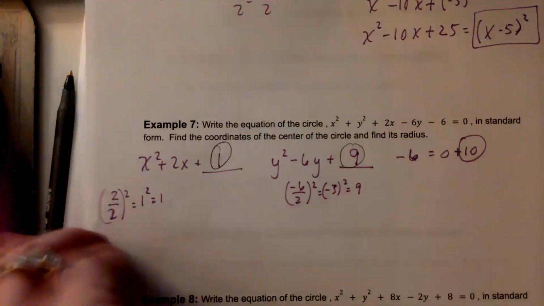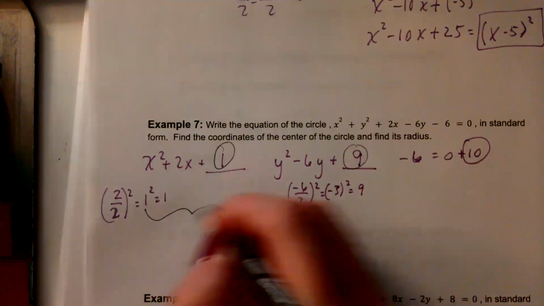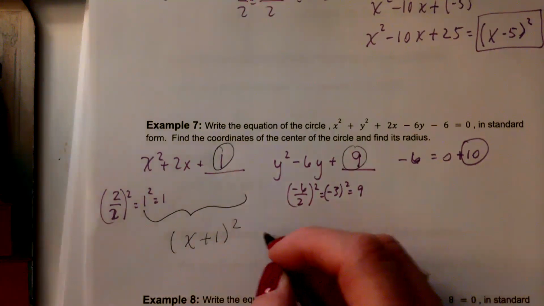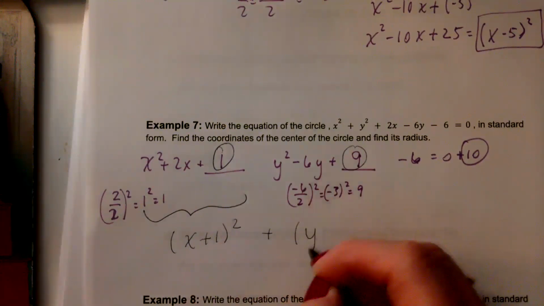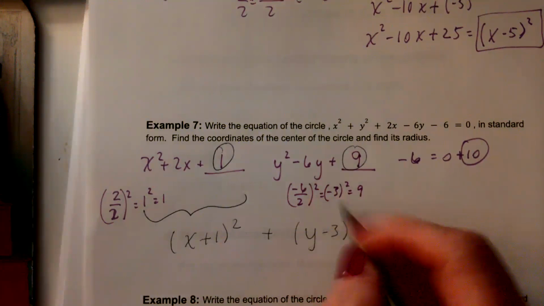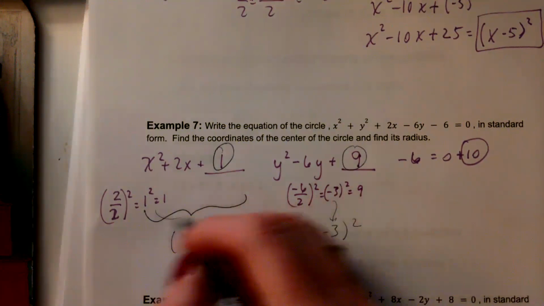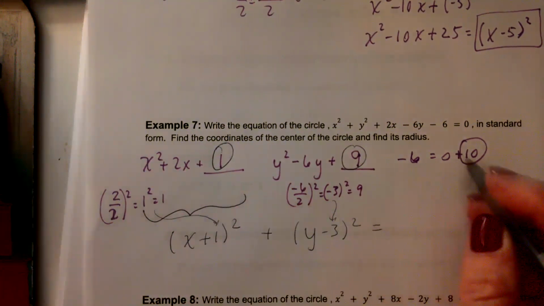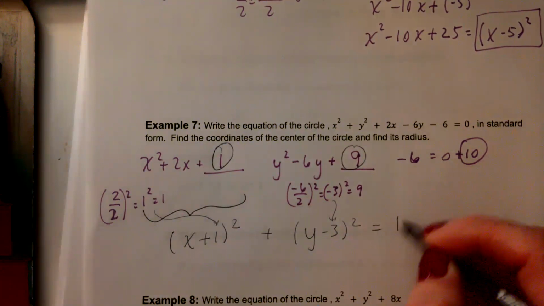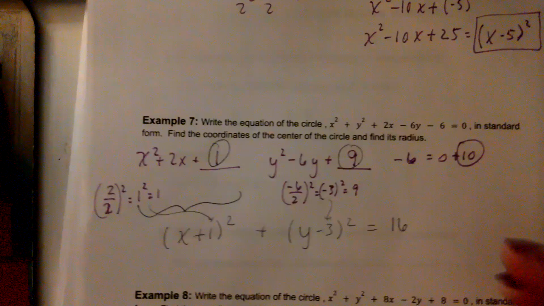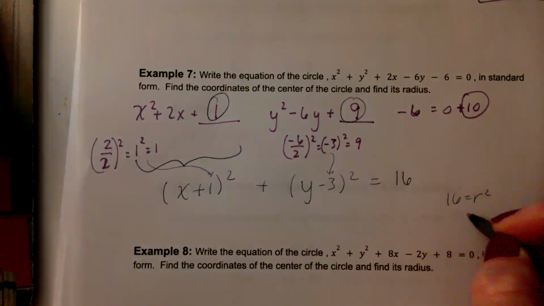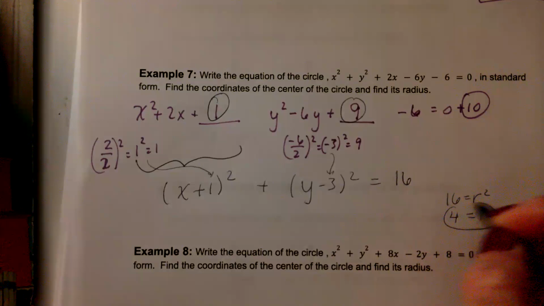So now the x's are a perfect square of x plus 1 squared, plus the y's are y minus 3 squared, because it's whatever came out of this. And then I'm going to add the 6 to both sides so that my constant's over here. So then I have 16. So 16 is my r squared. So my radius is equal to 4, the square root of 16.